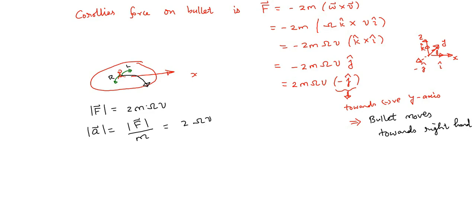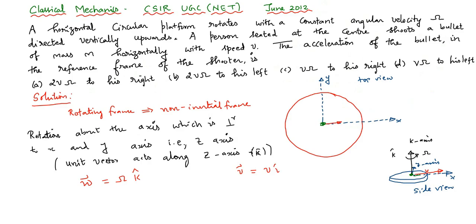So the answer for this problem is: the magnitude of the acceleration is 2 omega v, and it points towards the right. So the answer is 2 omega v and to his right. So the answer is option A.